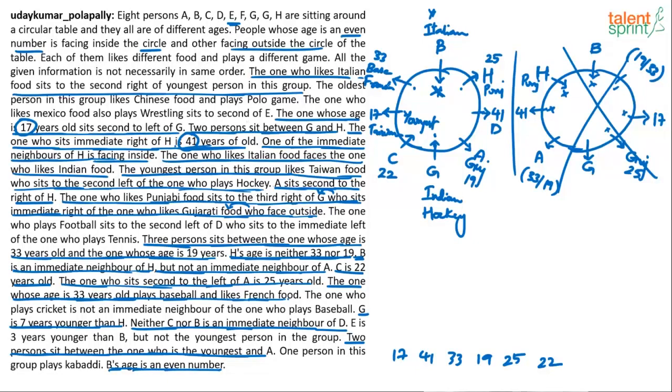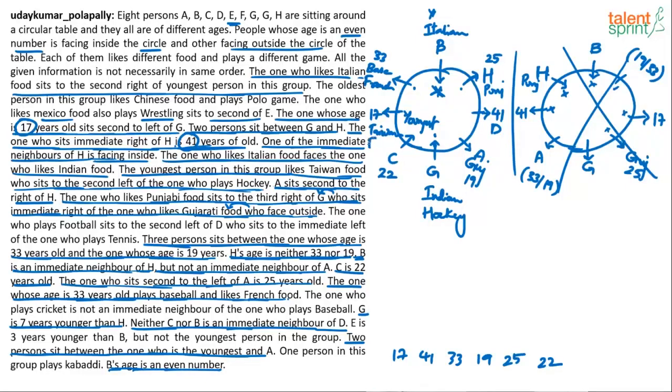Now where would E come? We know that E will take either this position or this position, right? What do we know about E? The one who likes Mexican food plays wrestling and is second of E. If E is here, second of E, let's say anti-clockwise, is this Mexican wrestling? No. Clockwise, is this Mexican wrestling? No, this is Italian, so E cannot come here.